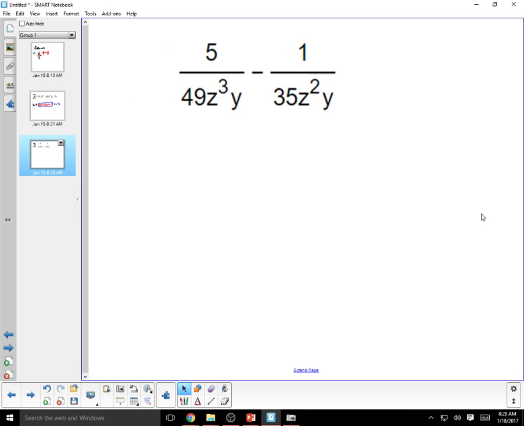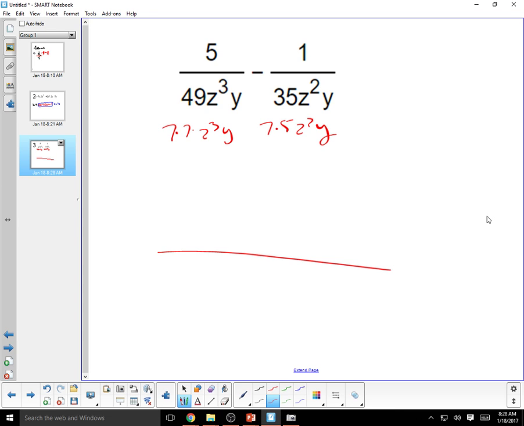So let's start by finding the denominator. And what I'm going to do is break this up first because I want to see all the factors. This is going to be 7, 7. Do I really need to break up z to the third, guys? No. Good. So we'll leave that z to the third, y. This is 7 times 5, z squared y.